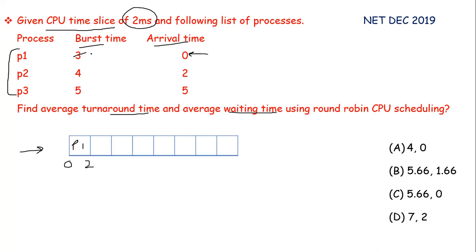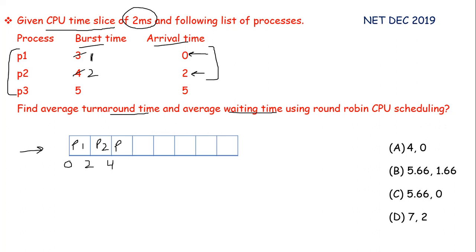So its remaining burst time will be 1 unit time, right? 3 minus 2, 1. Next, at time unit 2, we have another process P2. So we will allocate CPU to process P2 for 2 unit time, and its remaining burst time will be 2. 4 minus 2, 2. Now at 4 unit time, we have only processes P1 and P2. Now at this point, we will not allocate CPU to P3 because arrival time of P3 is 5 unit time.